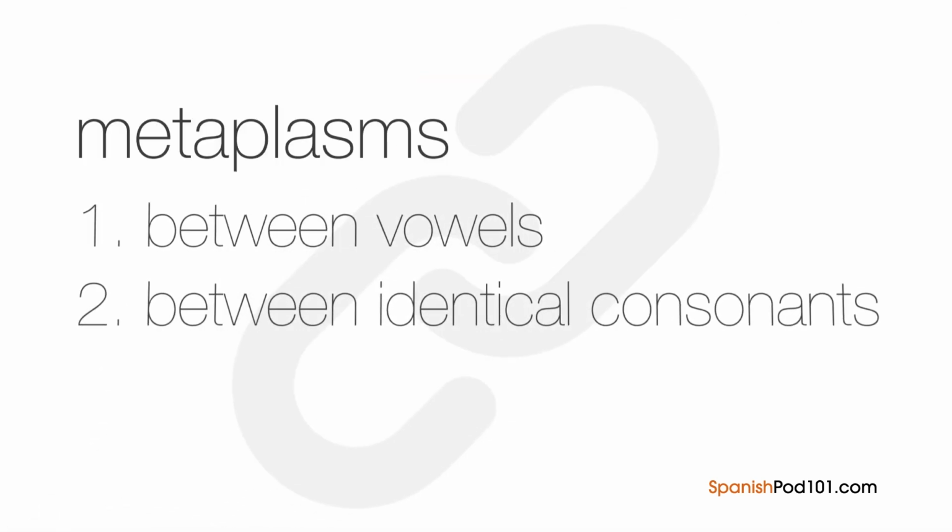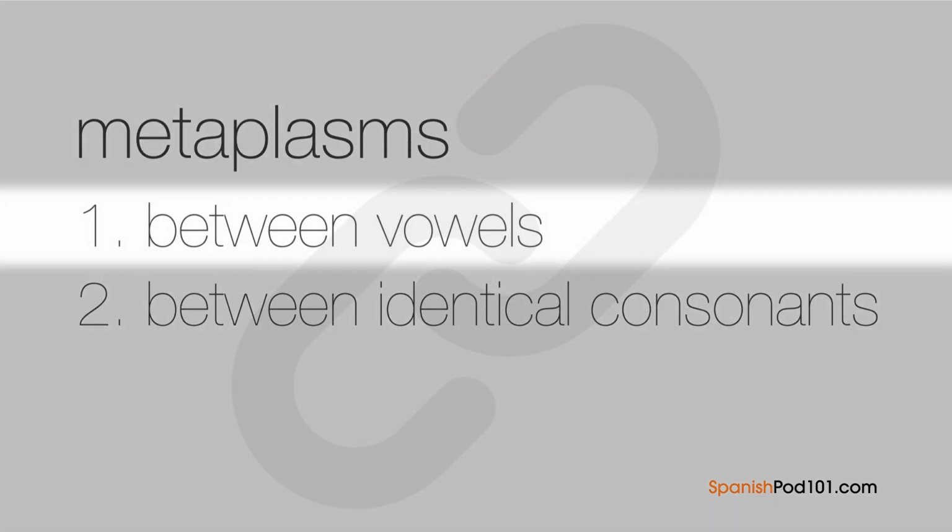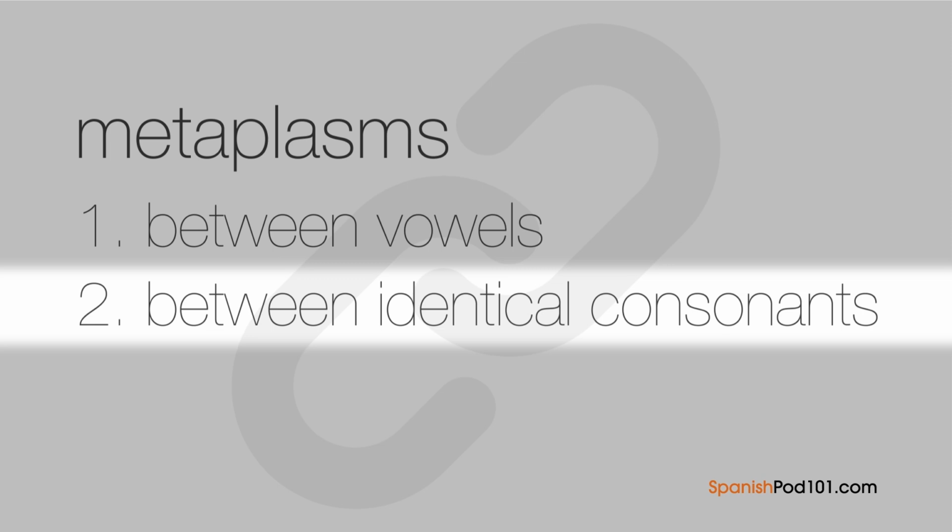In this lesson, you'll learn about metaplasms. In Spanish, words are connected together when the final syllable of a word is identical or very similar to the beginning syllable of the following word. You can kind of think of it as making two or more words into one big word. This linking of words is what gives Spanish its alluring fluidity. There are two types of connections you can make in Spanish, between vowels and between identical consonants.